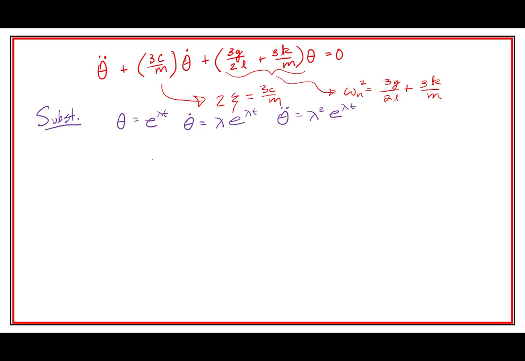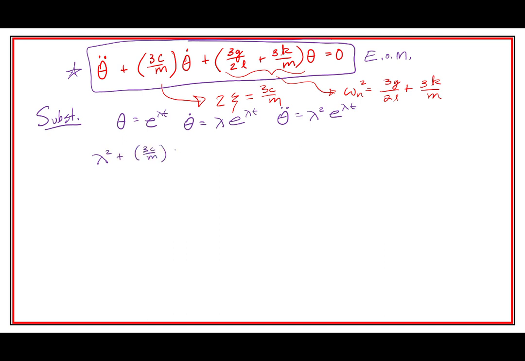We replace that in the stuff up above into this, which I might call the equation of motion. It depends on what you want out of your equation of motion, but this could also be called the equation of motion. It's just divided through. Replace that in there, you get lambda squared plus 3c over m lambda plus 3g over 2l, plus 3k over m equals 0. And then find the roots.